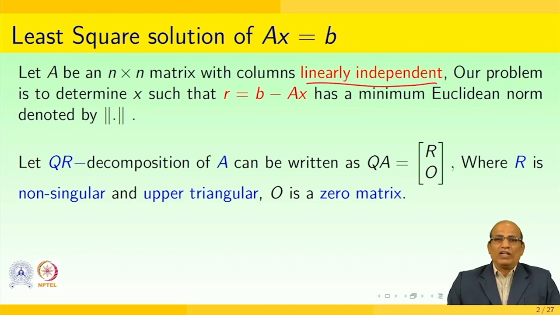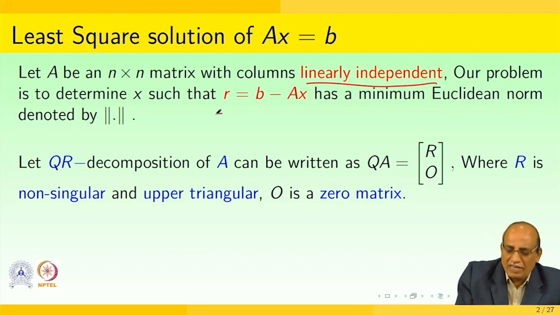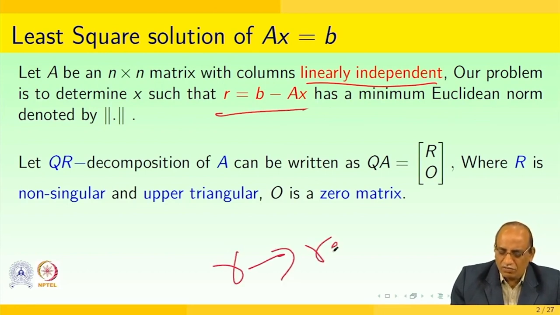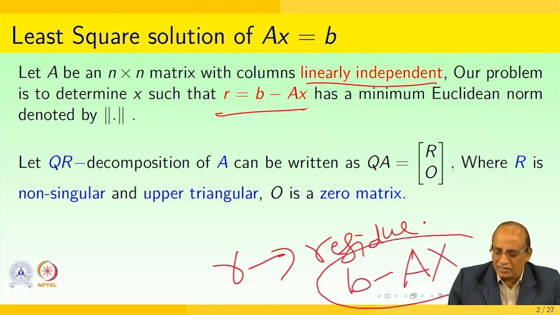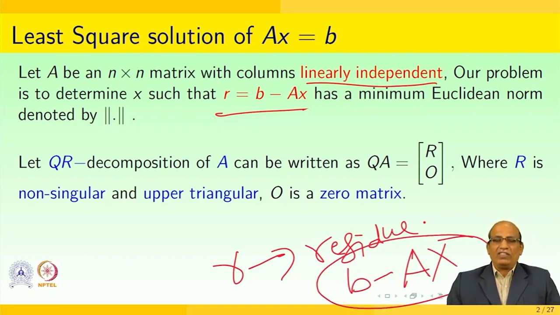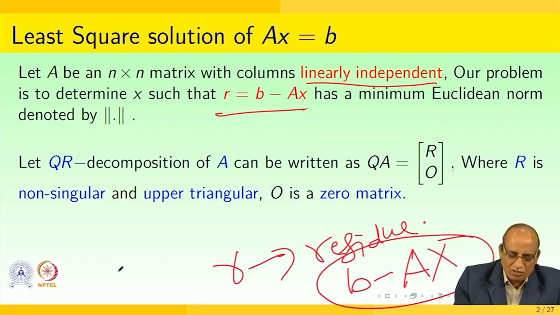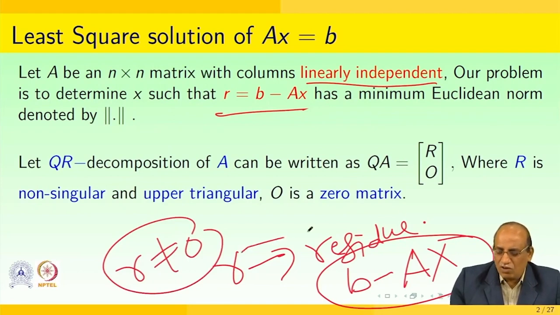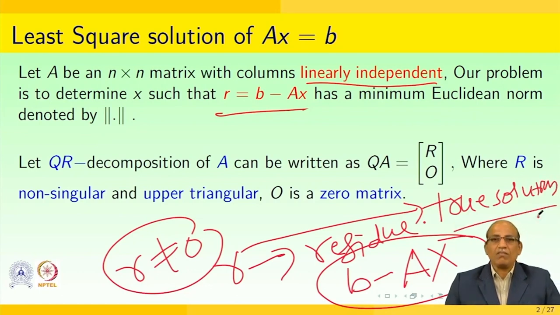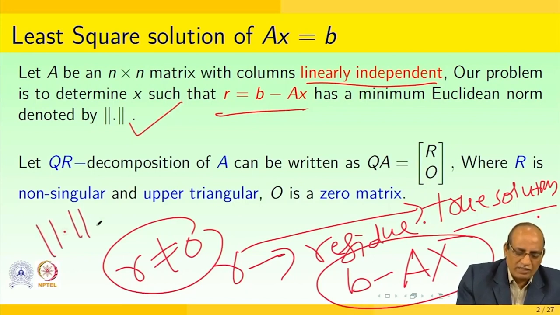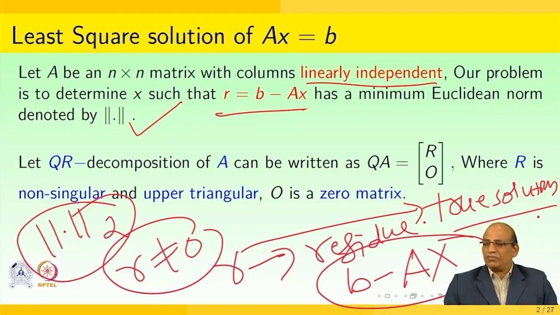Our problem is to determine x such that r = b - Ax. So r is the residue, b is the right side vector, A is the coefficient matrix, and x is the unknown. There would be some residue r which is different from 0, right? Because if it is exactly 0, then we would have got the true solution. So we try to find x such that r = b - Ax has minimum Euclidean norm, denoted by this norm. This is the 2-norm, which we also call the Euclidean norm.